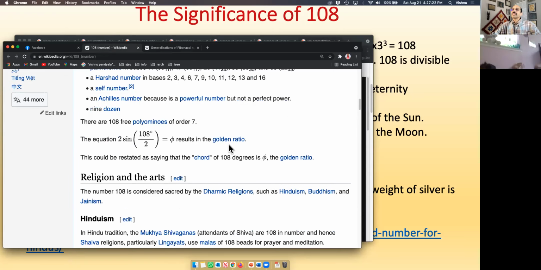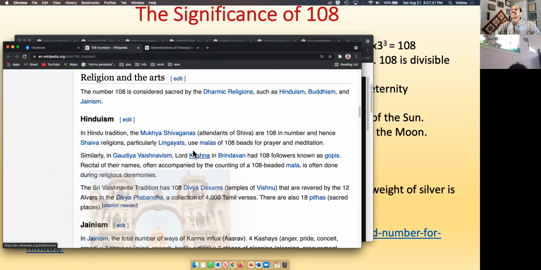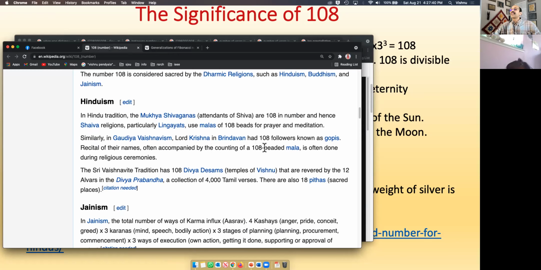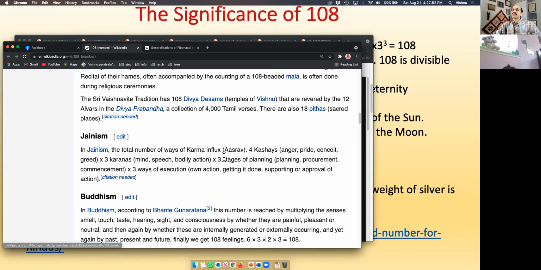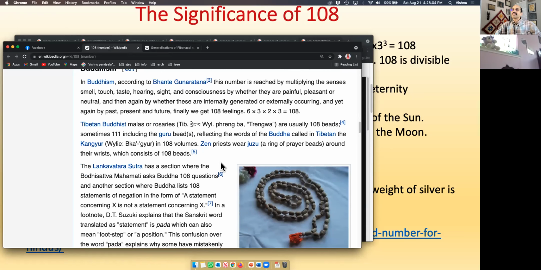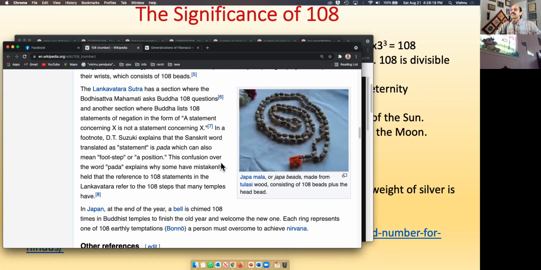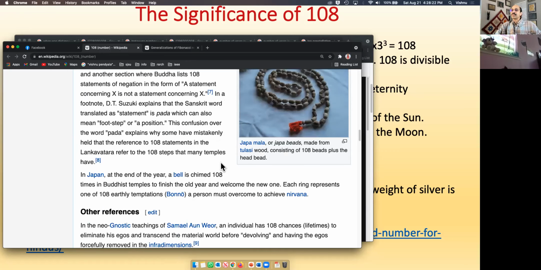And it's a hyperfactorial. There are so many in Hinduism, see. The Mukhya Shivaganas are 108 in number. Malas use 108 beads. And even in Vaishnavism, there are 108 followers known as gopis for Lord Krishna. So Jainism, Buddhism, these are all offshoots. Buddha did not even form a religion, but people call it Buddhism. Buddha was a Hindu, I mean, he practiced Hinduism. But because his followers knew only Buddha, they thought that whatever he was teaching is Buddhism, because they didn't know about Hinduism. So a lot of stuff in Buddhism is actually from Hinduism anyway.